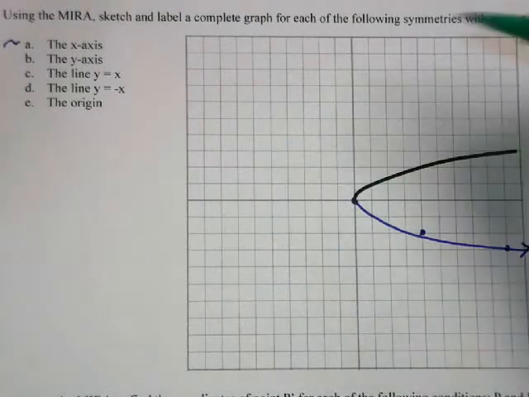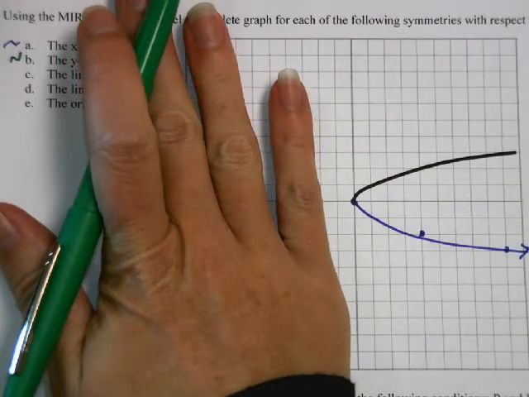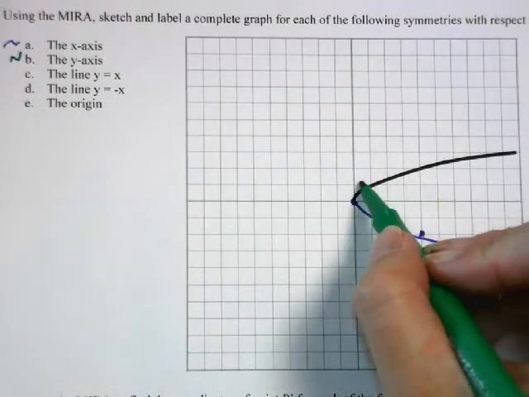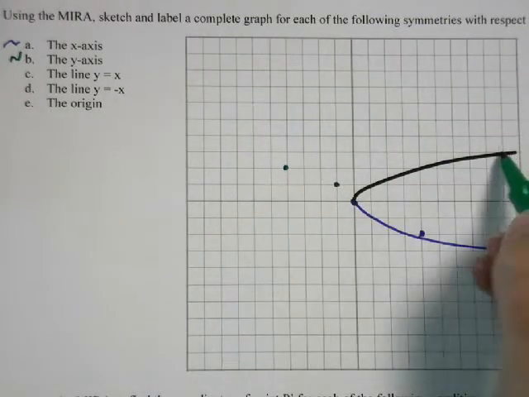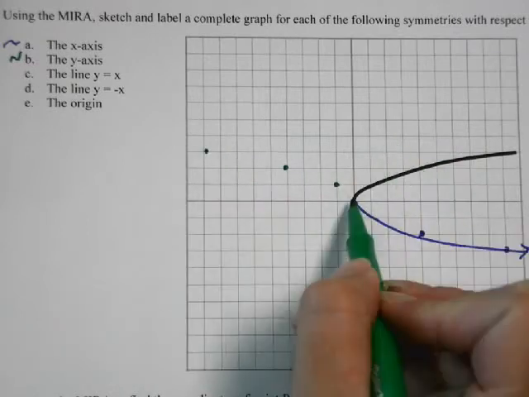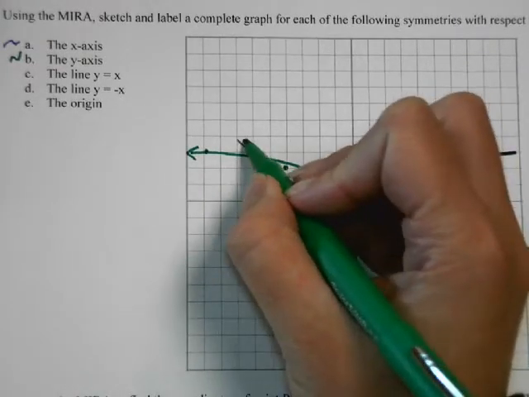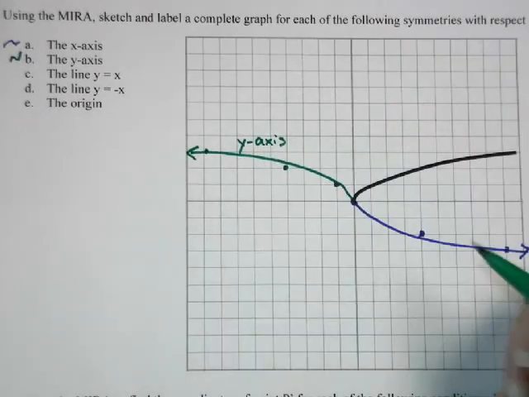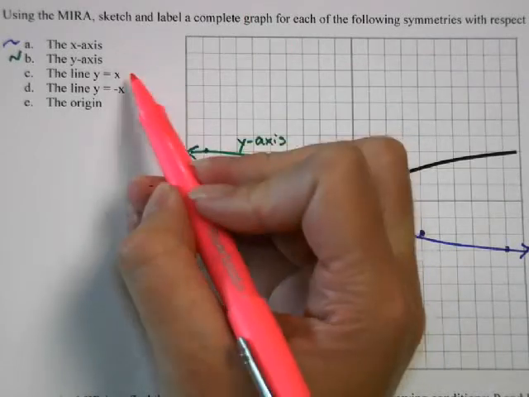Now the y-axis. This is our y-axis, and I'm going to reflect this over here. Any point is going to get dragged across. So this would be the y-axis. The next one is the line y = x. So we're going to draw the line y = x.